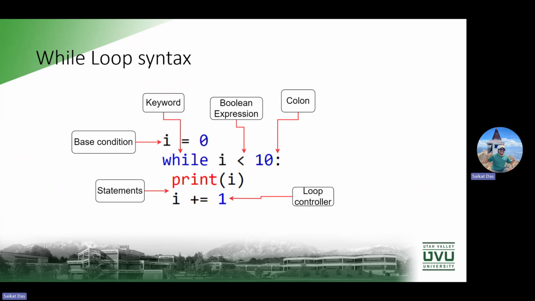So this is very important. Whenever you're writing a while loop, make sure you control the loop. And what you're controlling is this Boolean expression. And definitely you have to have the starting condition. This is our starting condition, our base condition.